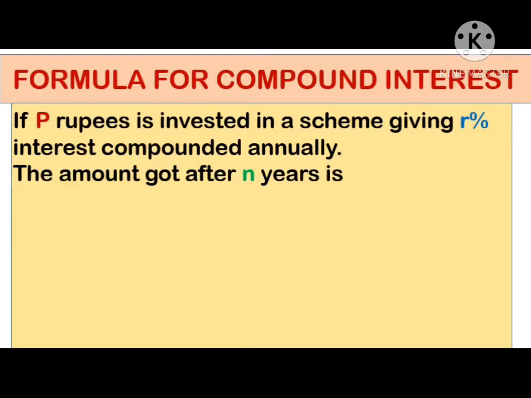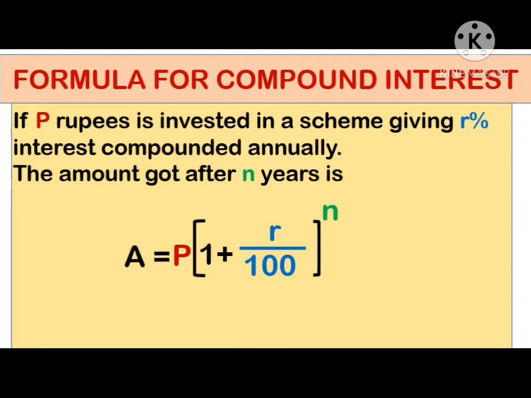In general, we can say this. If P rupees is invested in a scheme giving R percentage interest compounded annually, the amount got after n years is P into 1 plus R by 100 all raised to n.